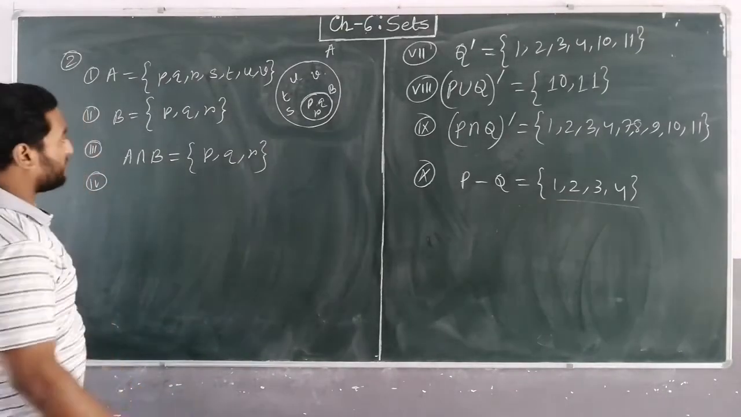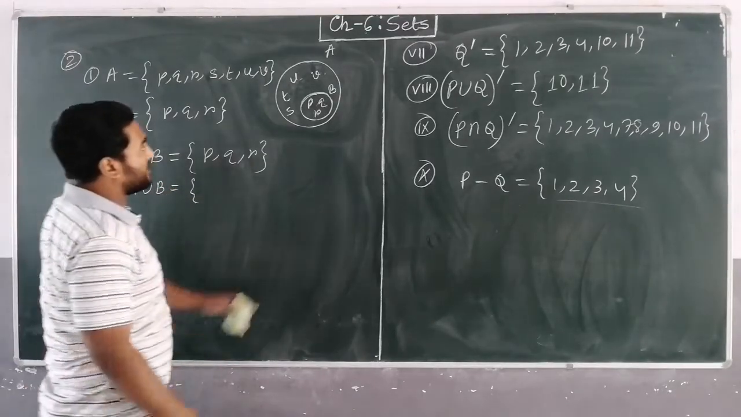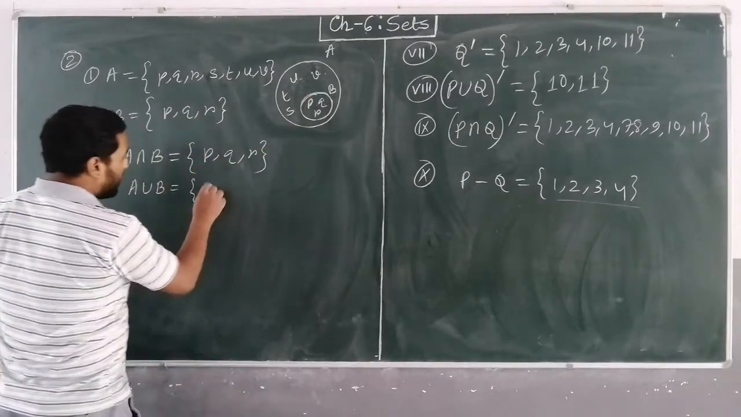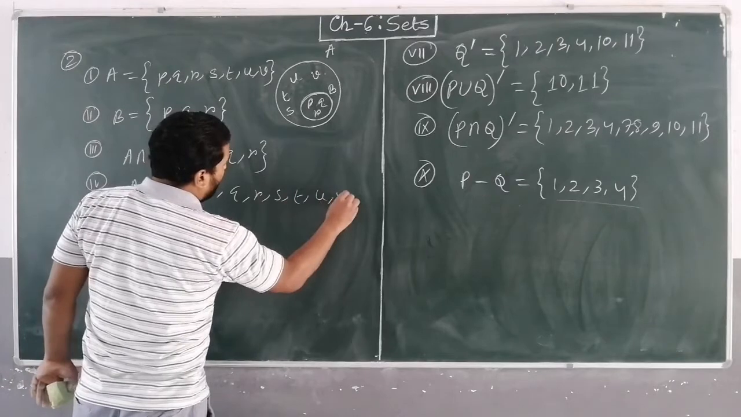Fourth part, A union B. A union B is all the elements that belong to A and B. So that is P, Q, R, S, T, U, V.